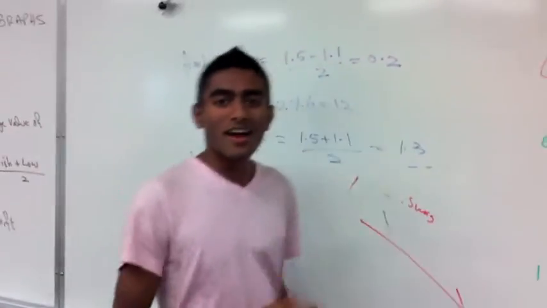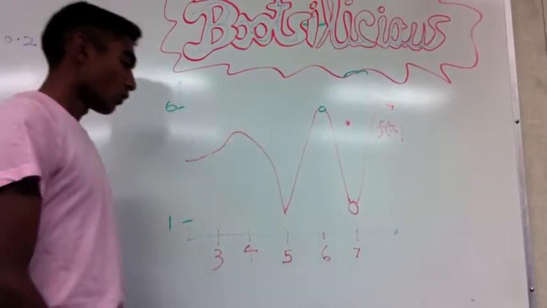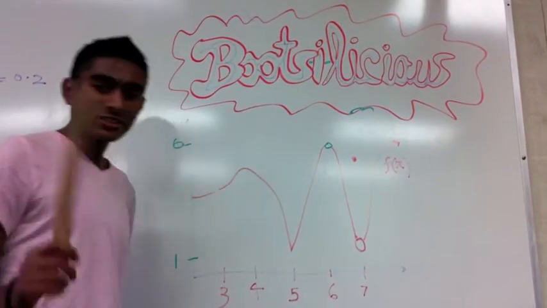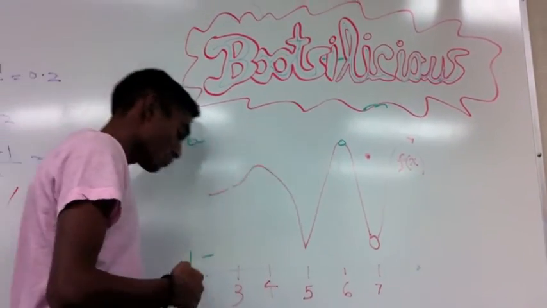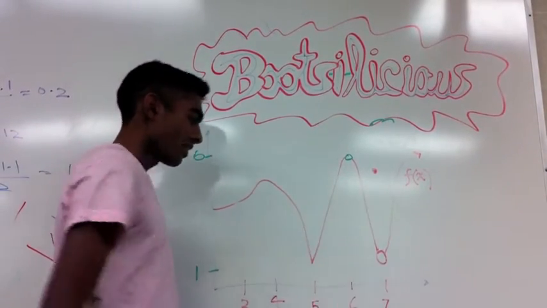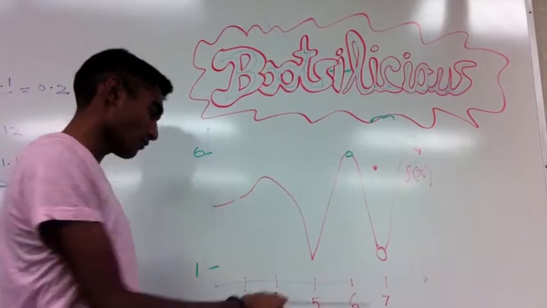Hi. I'm Boots. Now, what would the limit of f of 7 be? We can still say that the limit of f of 7 is 1. So while the value of f of 7 might be 5, the actual limit of f of 7 would be 1. Now that we know what a limit is, we need to find the one-sided limit.